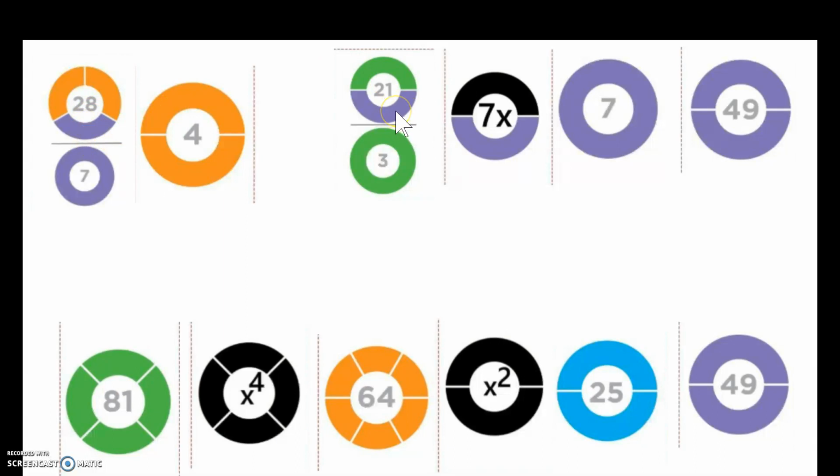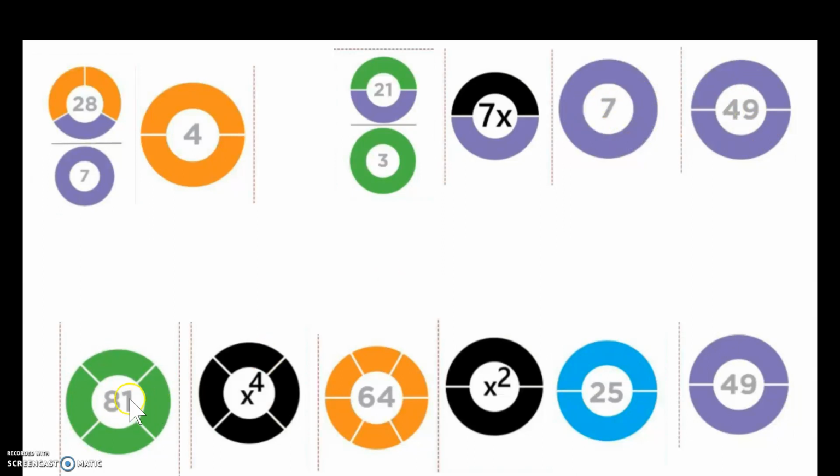Here again, the purple cancels. The purple doesn't cancel, the 3 cancels. And we're left with the purple, so we're left with 7. So that could be a pair, the 7 and the 21 upon 3. But also 7x could be in that and just say x equals 1. And for the 49, we could just say 7 times 7 is 49, so I'm going to link those two.